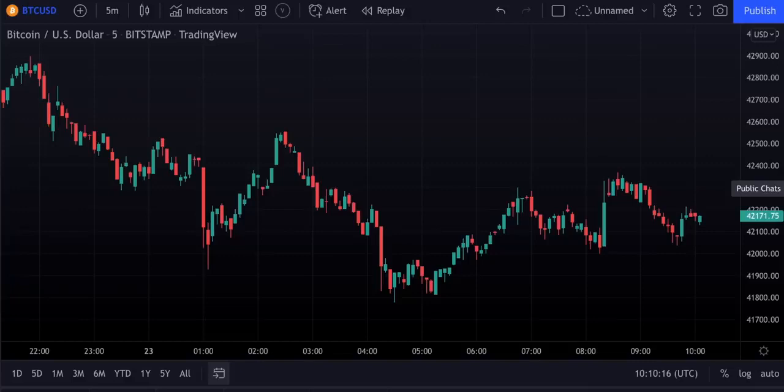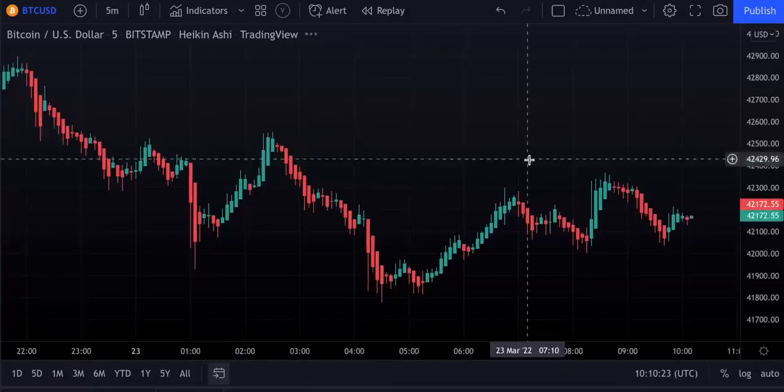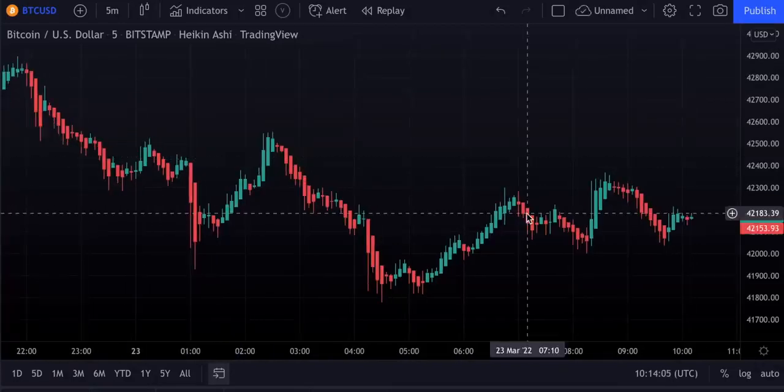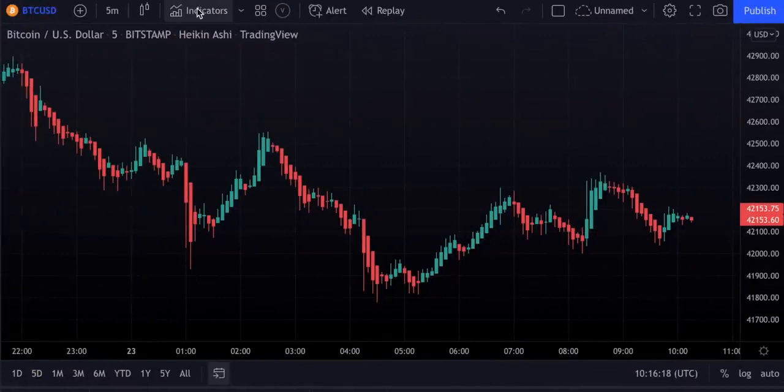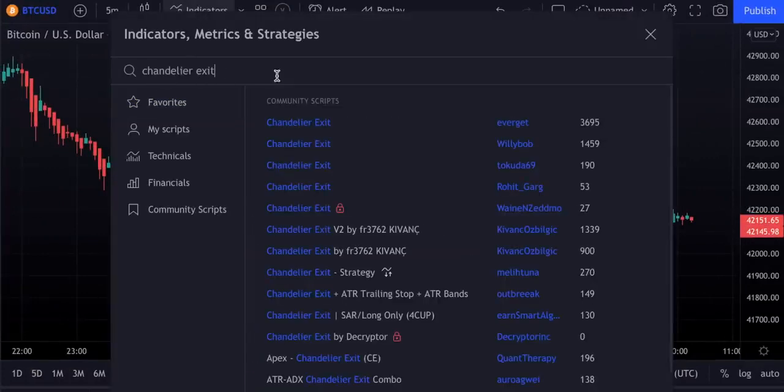Okay, so we're going to backtest our strategy on a Bitcoin 5-minute chart. But first, let's switch our candlesticks from Japanese to Heikin Ashi. I know a lot of you guys are thinking that the results from backtesting a system with Heikin Ashi candlesticks are a bit different because of the difference in entry price, but the truth is that difference is very insignificant on a 5-minute chart. Okay, so let's now add our indicator to our chart, and that indicator is called Chandelier Exit by Everget.